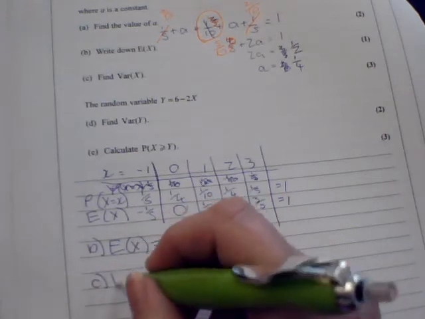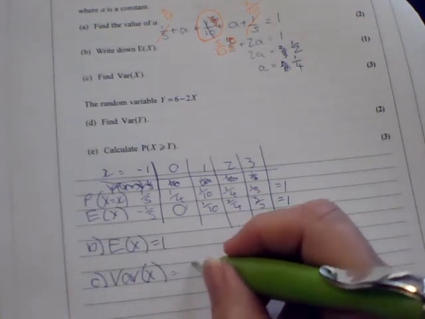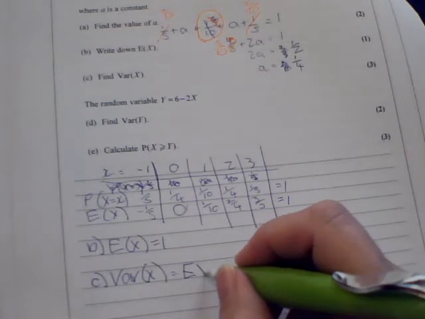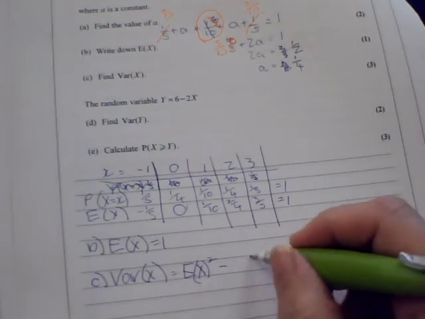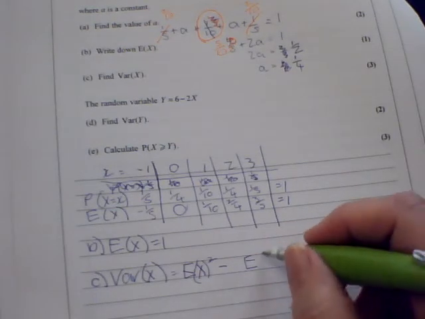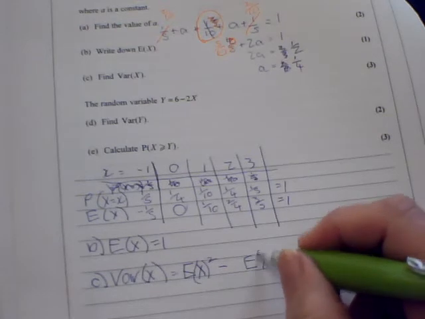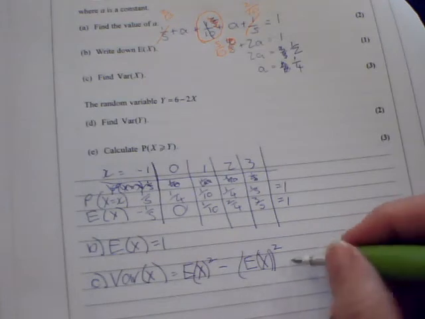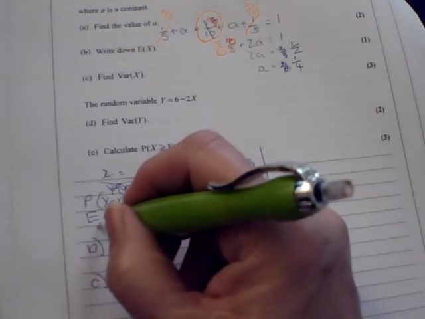C, right, variance of x. Okay, so this is where I need to work out expected value of x squared minus expected value of x, squared. So here we go. We just found out that's 1. Right, so now I need to have another one here.